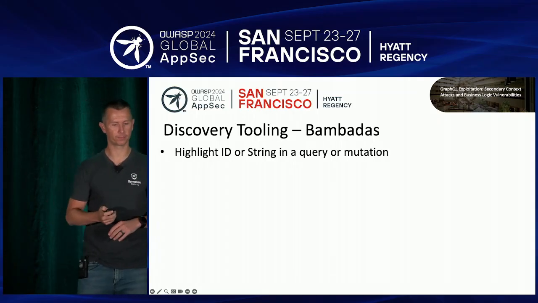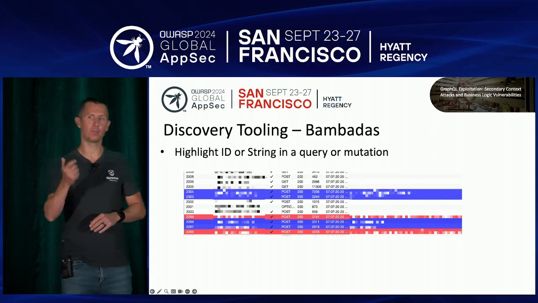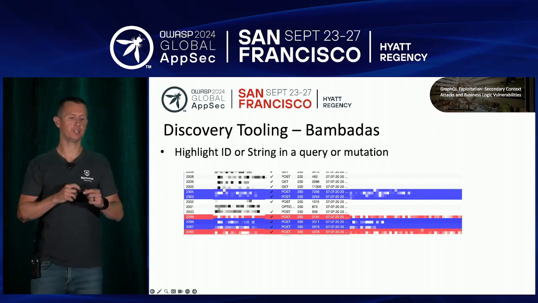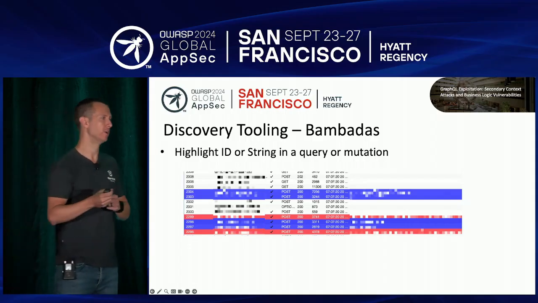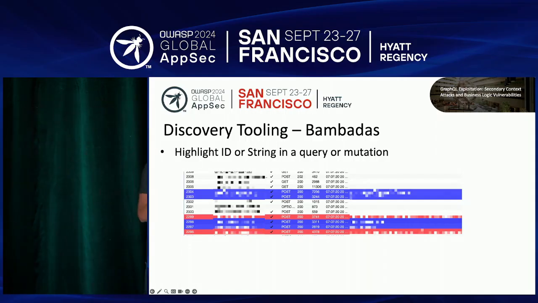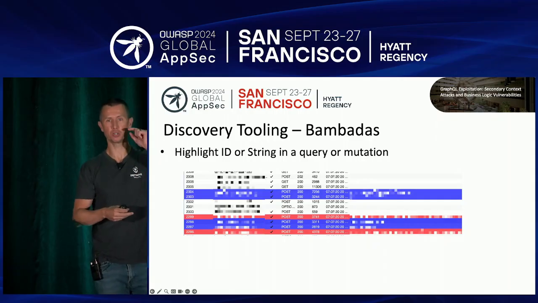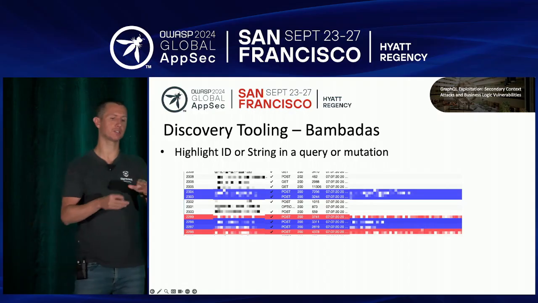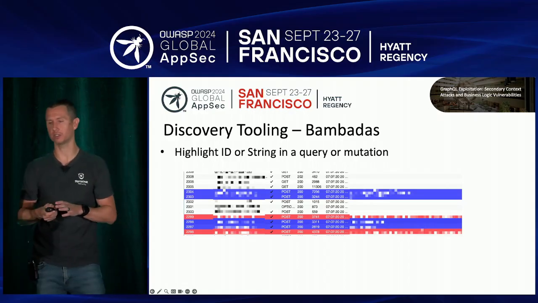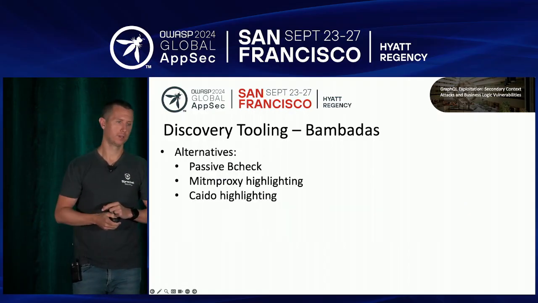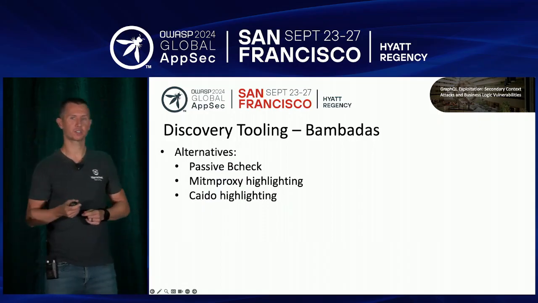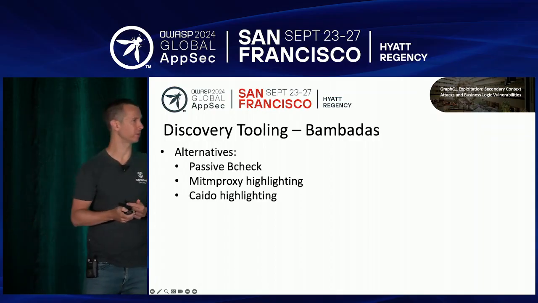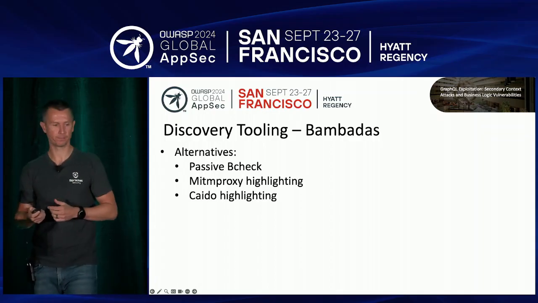And similar to that, I put a BCheck in there that will highlight an ID or string in a query or mutation. So as you're walking an application, you'll have a purple or a red that'll show you, hey, this query or mutation might have the opportunity for secondary context attacks because it's using an ID or a string scalar. Alternatively, BChecks are really good at this. I'd also say Mini proxy highlighting or Caido highlighting. They're all very good for discovery tooling.